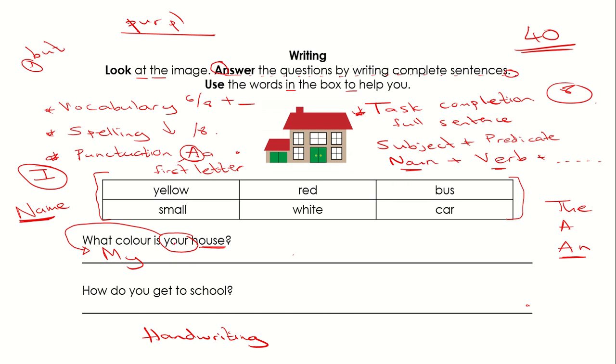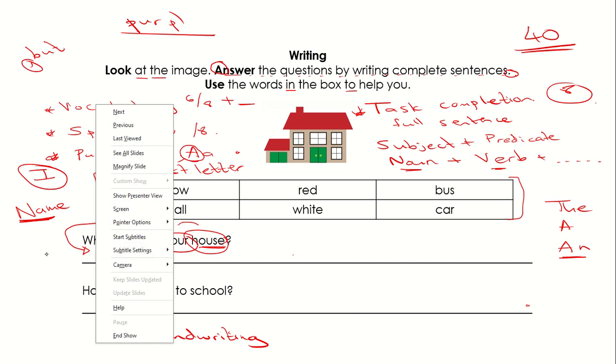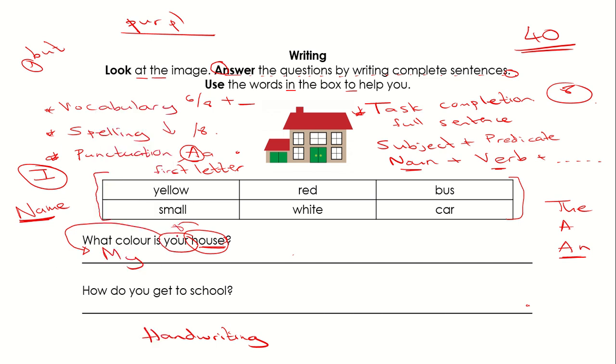But in this case, they asked you about your house. So please look in the question. What does it say before the thing, the noun? This is your subject. The word just before it will tell you what to put in your answer. If they asked you what color is the house, then your answer will be the house is. But if they ask you what color is your house, you will change the word your to my. My house.